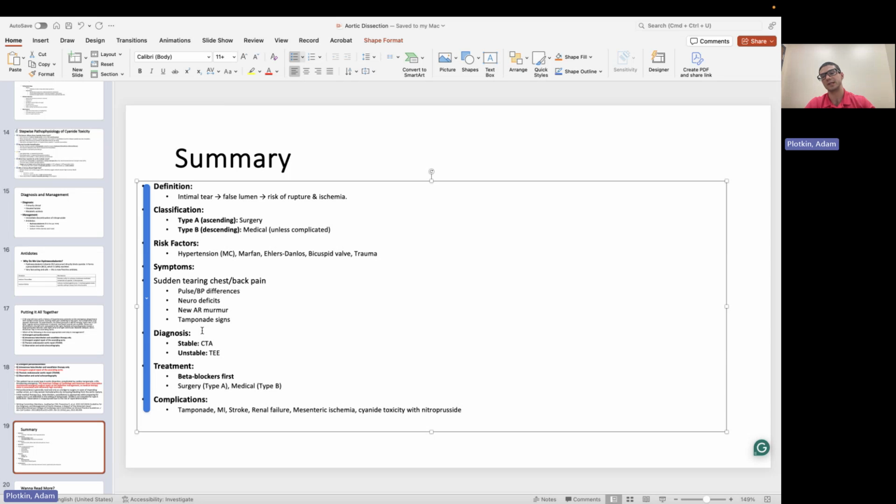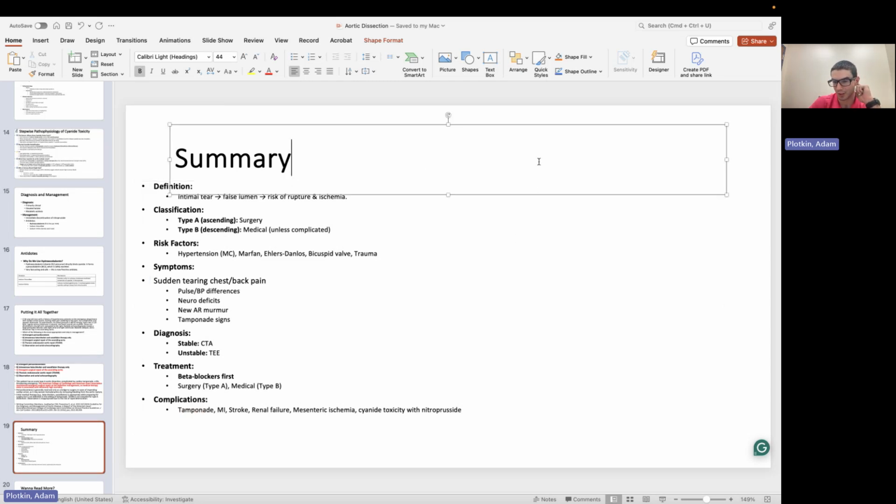Diagnosis, if they're stable, is a CTA. If they're unstable, is a TEE. Treatment, beta blockers first, right? Like esmolol is our go-to. We can also use labetalol. If both of those don't work or they're contraindicated, we can use nitroprusside. We do, again, surgery for type A, medical for type B. Watch out for tamponade, MI, stroke, renal failure, mesenteric ischemia, and then cyanide toxicity with nitroprusside.